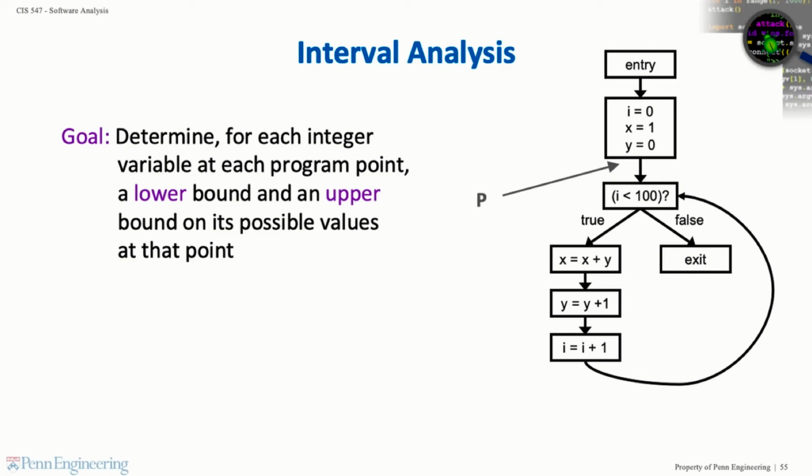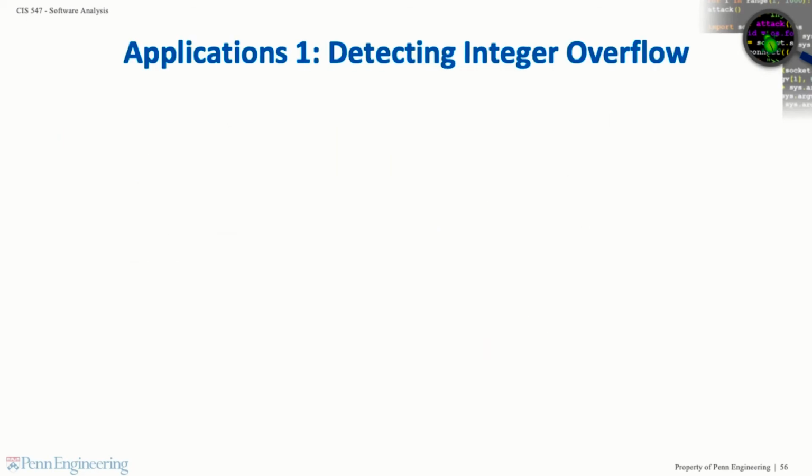For instance, consider the program point P. At this point, variable i's lower and upper bounds are both 0. Similarly, variable x's lower and upper bounds are both 1. On the other hand, consider program point Q. Since this point is inside a loop, variable i's lower bound is 0 from the first iteration of the loop, and its upper bound is 99 from the last iteration of the loop. Interval analysis has many applications in finding security bugs.